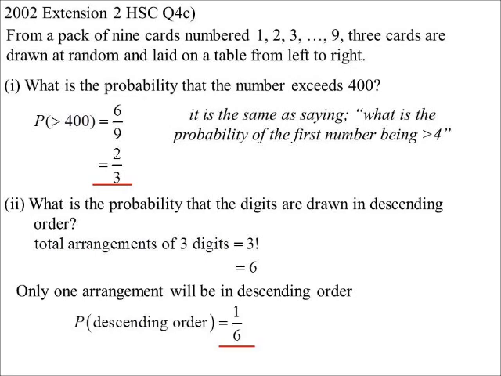You could waste a lot of time there by working out, oh, what are all the different ways I could work out descending order? The key to this one was realising that it doesn't matter the 3 cards that I pull out. Regardless of the 3 cards that I pull out, only one out of all the possible arrangements of those 3 cards will be in descending order. So there's a 1 in 6 chance.